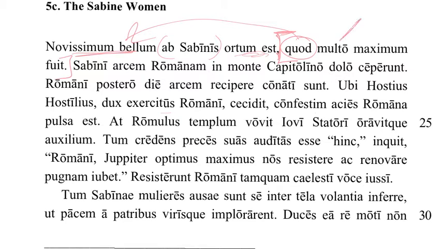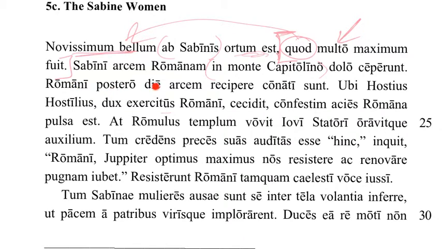What's up with this multo? We just saw this on the last page. That's another ablative of degree of difference. Greater by how much? By a bunch, multo. Sabini arcem Romanam in Monte Capitolino dolo ceperunt. Okay, pretty straightforward. Subject, direct object, prepositional phrase in Monte Capitolino, ablative, showing how they did it, and then here's your verb. Sabini ceperunt arcem Romanam in Monte Capitolino, with this ablative here.